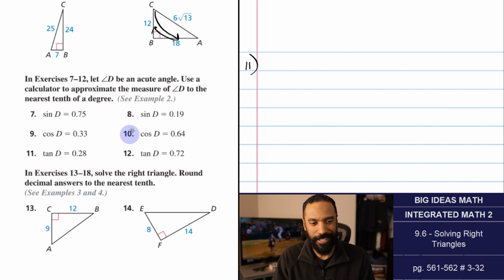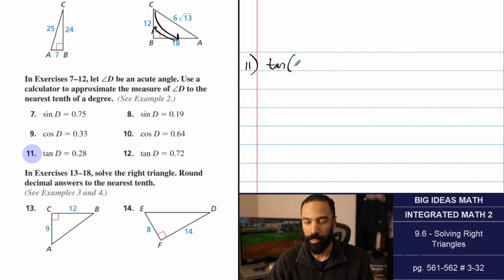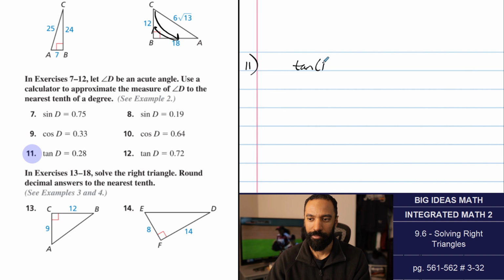Number 11, the tangent of angle D. Now, this is one of those ones where it's probably easier to talk about what the angle measure would be closer to or bigger than or less than. Oh, let me give myself some room. Tangent of D is 0.28.